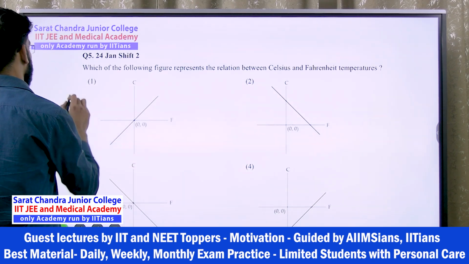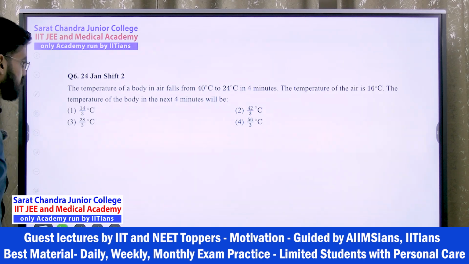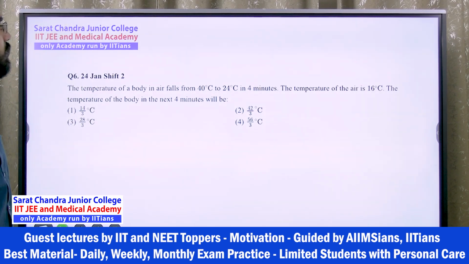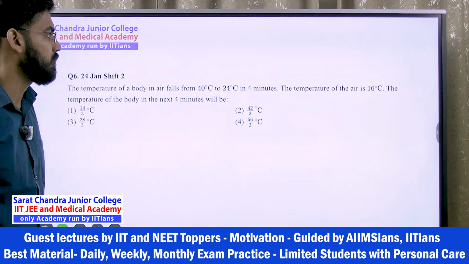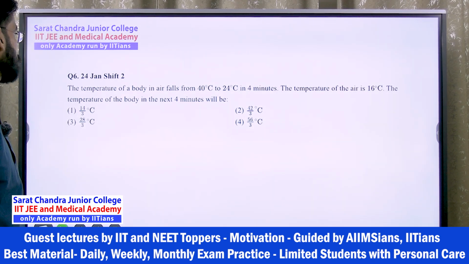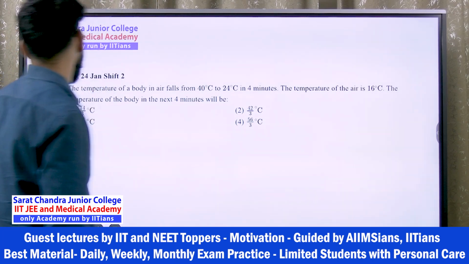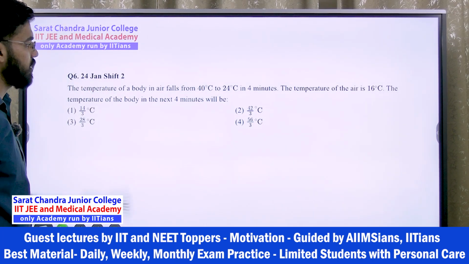Understood? Now let's go for the next question. Sixth: the temperature of a body in air falls from 40 degrees centigrade to 24 degrees centigrade in 4 minutes. The temperature of the air is 16 degrees centigrade. So the outside atmospheric temperature is given as 16 degrees centigrade. The temperature of the body in the next 4 minutes will be?